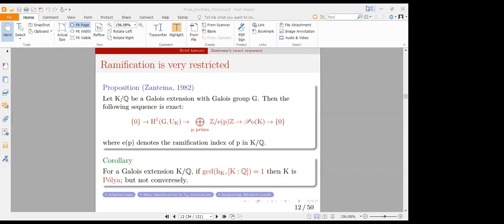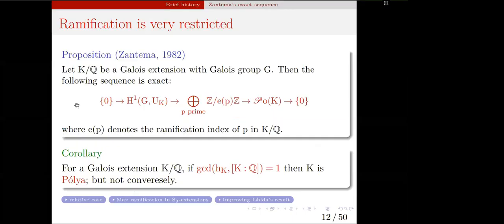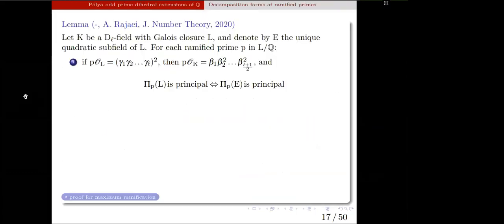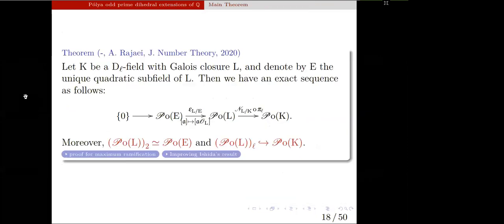Sorry, I have a question and I raised my hand. Yes, of course. Could you share slide 18, please? This exact sequence looks very much like the inflation-restriction sequence of cohomology. Is the proof of this theorem related to this exact sequence of cohomology, or is this relationship only an analogy?